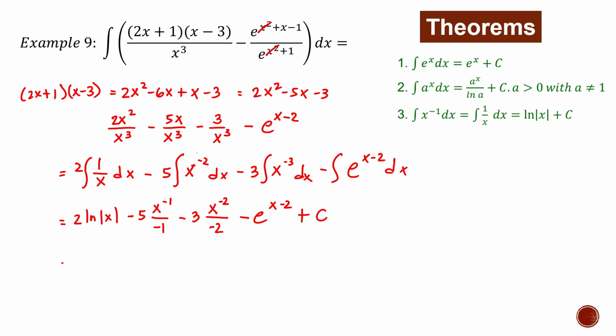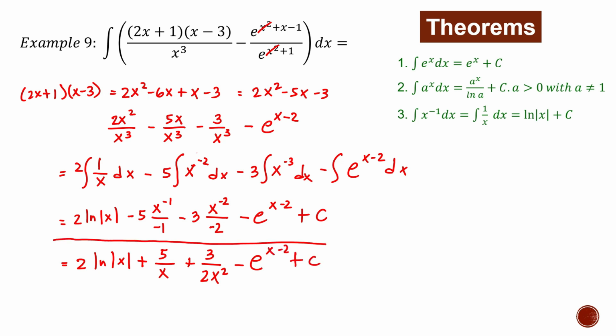Alright, let's finalize our answer. This is 2 ln of the absolute value of x. Now this is going to be plus now, because that's negative negative, and we want the exponent to be positive. So it will just be 1 over x. What happened to the 5? 5 over x. And then again, this will also be plus, and then 3. We want that exponent to be positive, so this is 3 over 2x squared minus e raised to x minus 2 plus c. There you go.